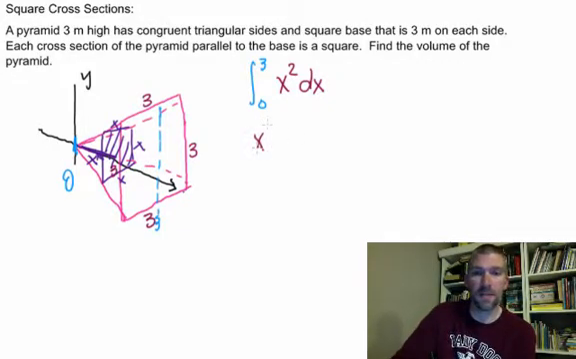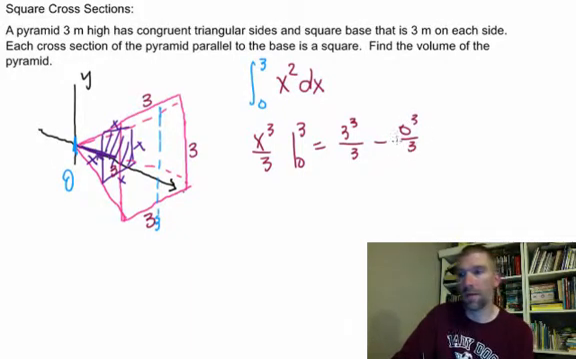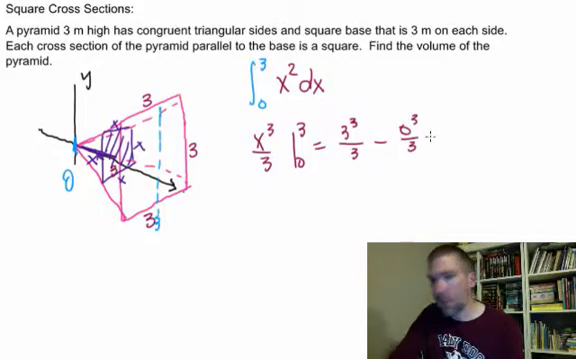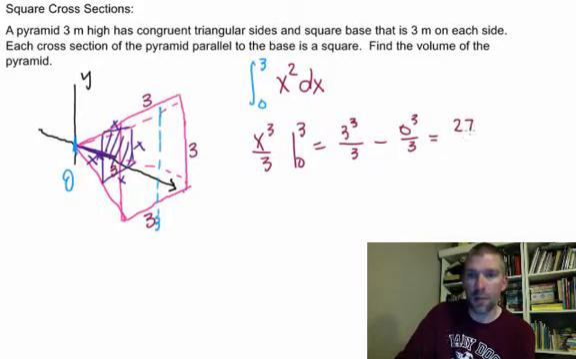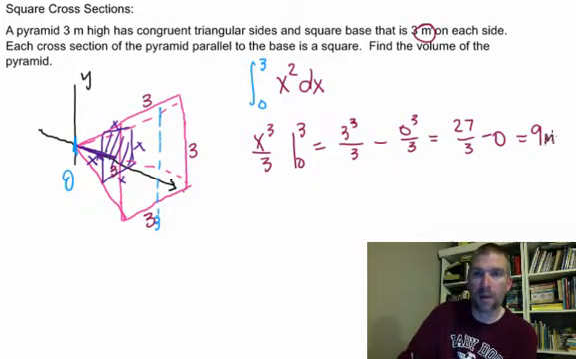So integrate this guy. We're going to integrate him. He's going to be x cubed over 3, evaluated from 0 to 3, which will give us stop minus start, 3 cubed divided by 3, minus 0 cubed divided by 3. And when you punch that in, you're going to wind up with 27 over 3 minus 0, or 9, and then 9 what? 9 meters cubed.